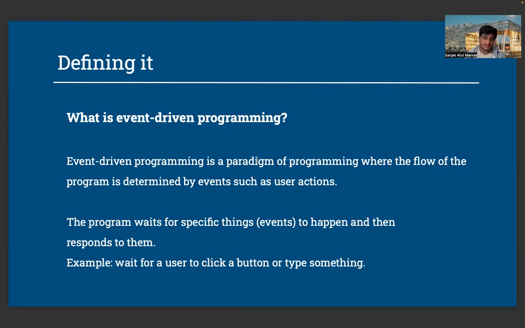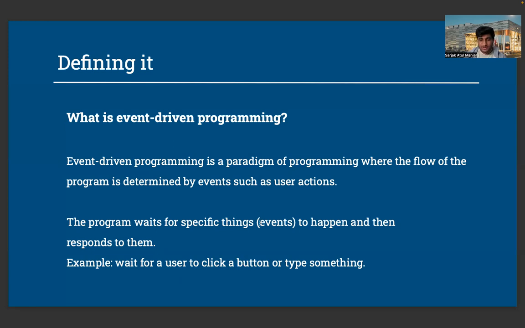For example, let us look at the example over here. It says, wait for a user to click on a button or type something. So from this, we understand that the program waits for some kind of functionality to happen, and then it can act accordingly.